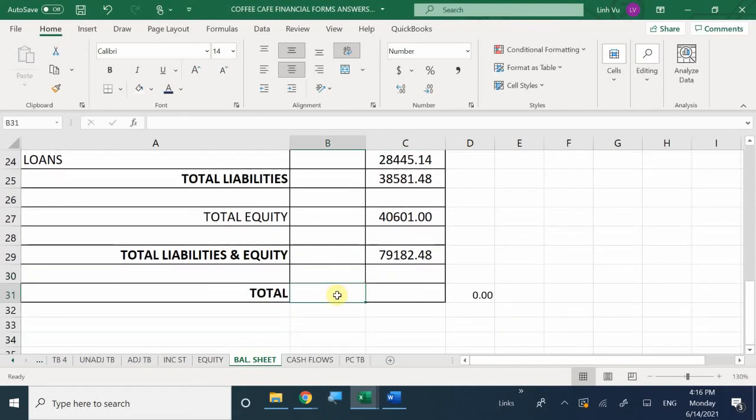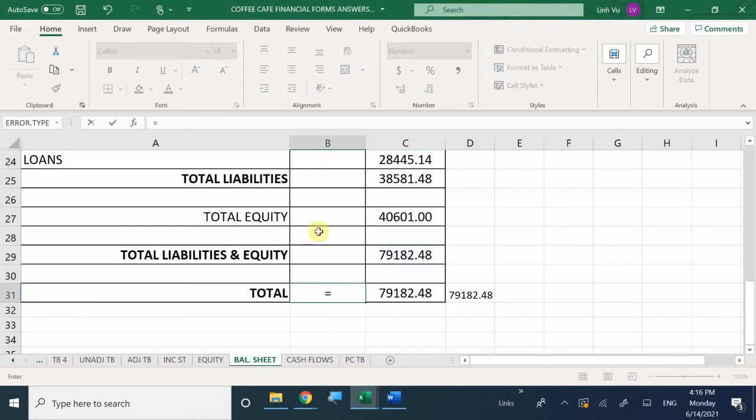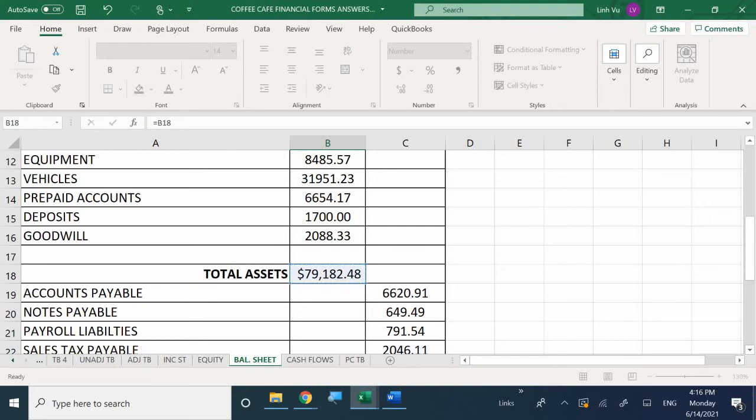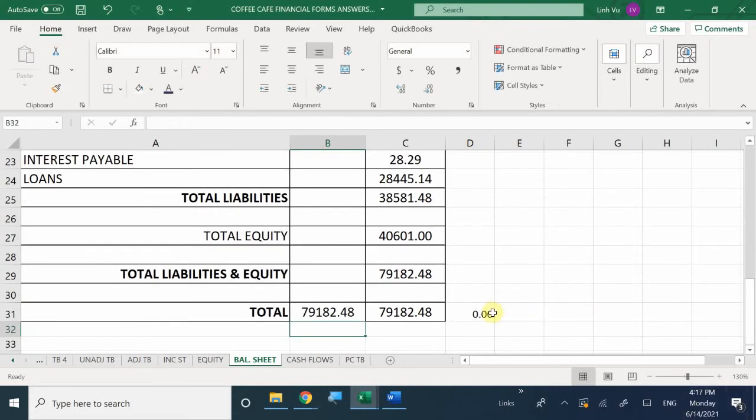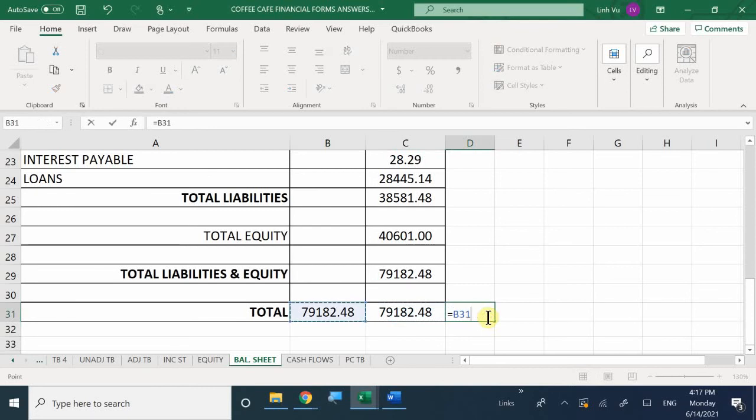$79,182.48. Okay. What I like to do is total them up side by side at the bottom, just to make sure I don't have any discrepancies here. And I do a quick formula just to make sure that they're zeroed out. And in this case, boom, right? 79,182.48 and 79,182.48. So here our accounting equation holds true. Our total assets equals our total liabilities plus our equity.